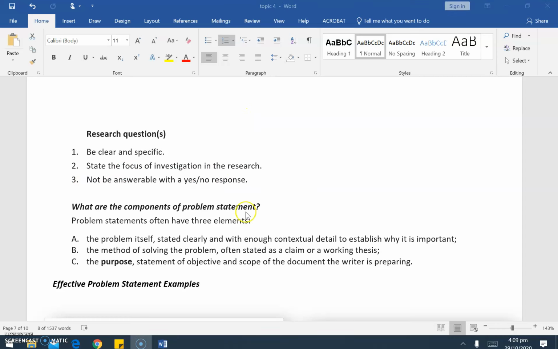So, what are the components of the problem statement? Problem statements often have three elements. First, we have the problem itself. The problem itself must be stated clearly with enough contextual details. So you explain and elaborate what the problem means. It can be in your own words. You state clearly what the problem arising is and why it arises.